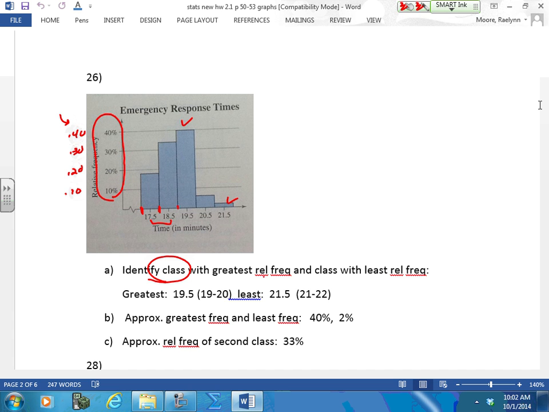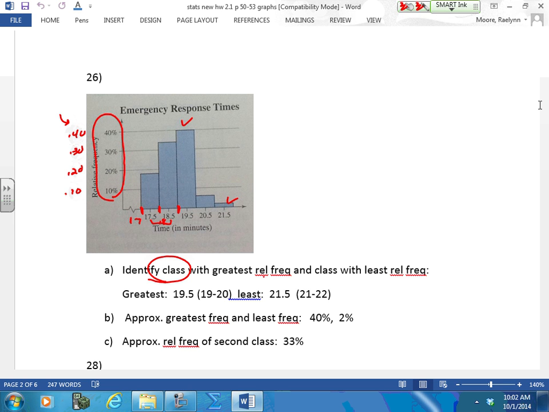If this is your midpoint, what would this guy be right here? 17. What would this one be? 18. Okay? So your class probably went from 17 to 18. Give or take your class boundary in here.